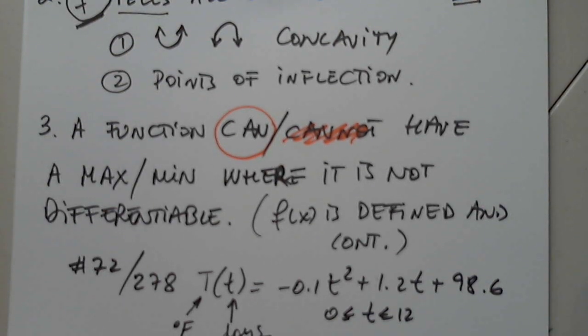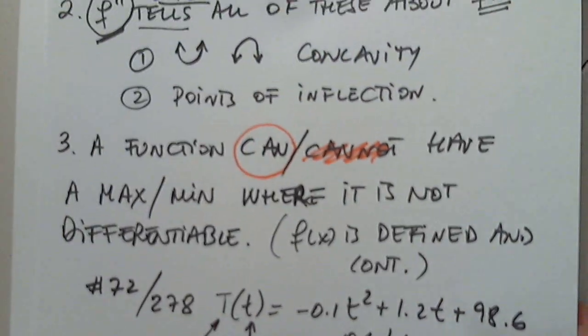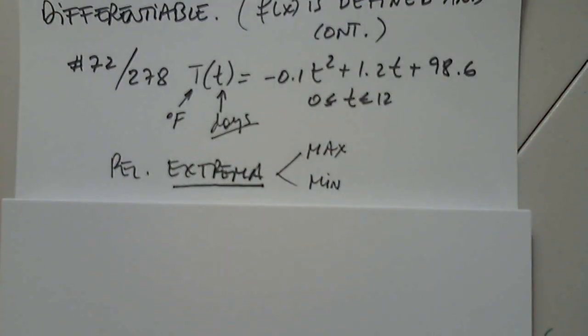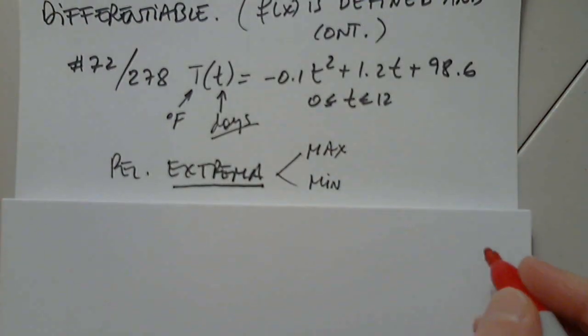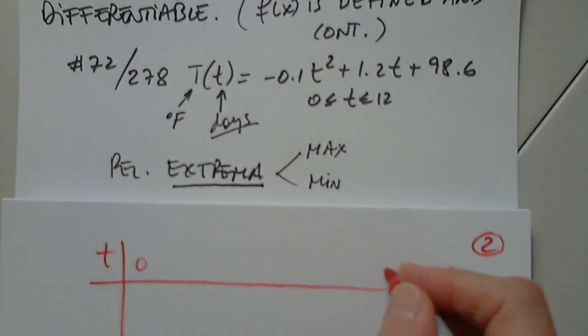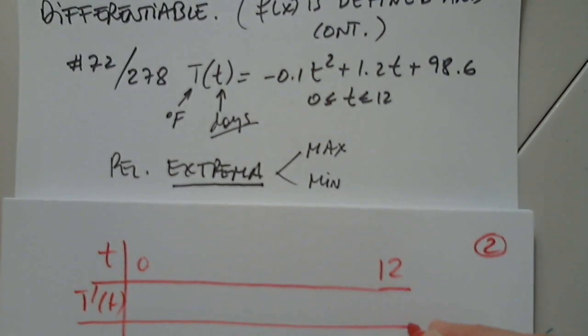Okay? So now please ask your question again, and then I will work through the problem so it's clear to everyone. When we made the table, were we supposed to put t between 0 and 12? Yes. Very good point. So I have t from 0 to 12, t prime of t, and t of t. Yes. So let's do that.